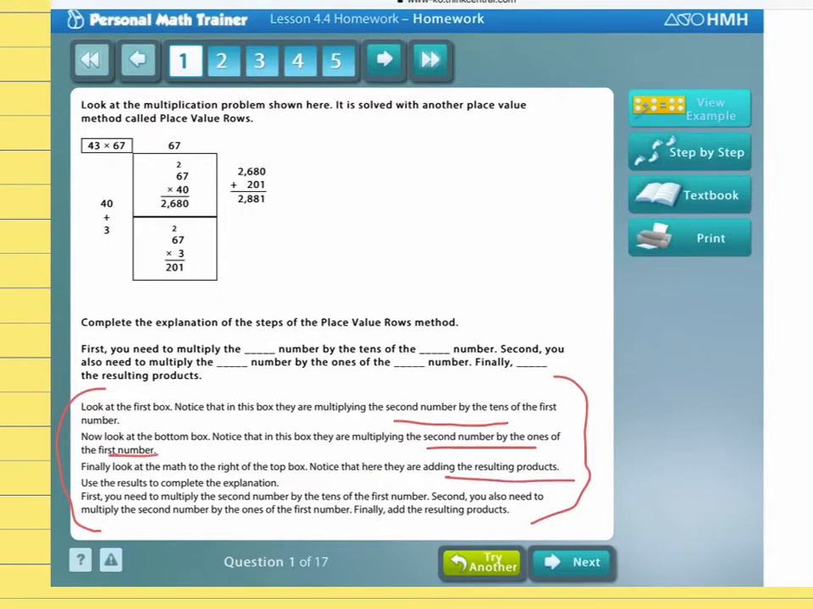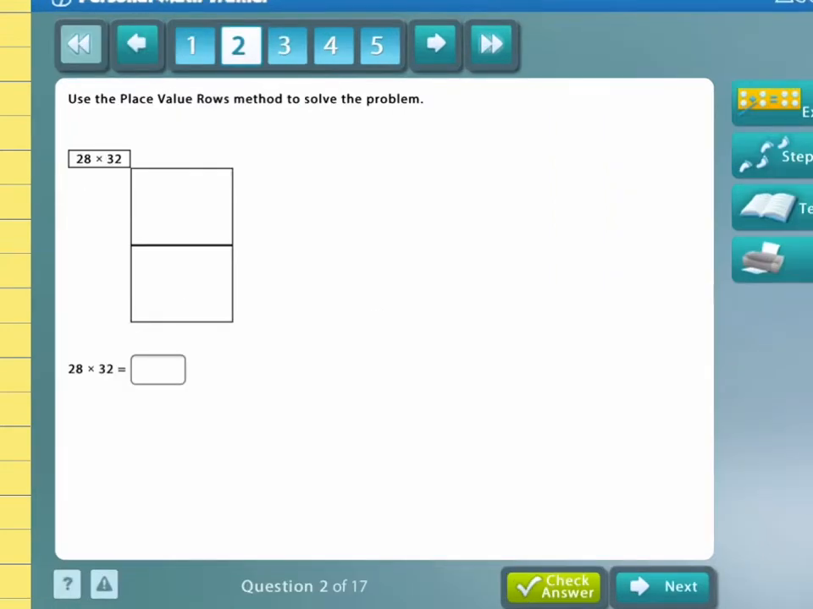So you need to multiply the second number by the tens, which is here, and you also need to multiply the second number by the ones, which is here, and then you add up those numbers to get the total product. So that's all they're asking us to do, which I think they could have simply said multiply the first box and the second box and add them up. Alright, so now they give us an example to work on.